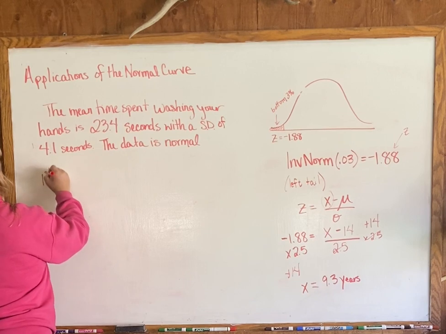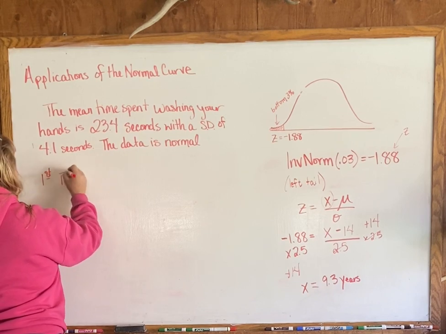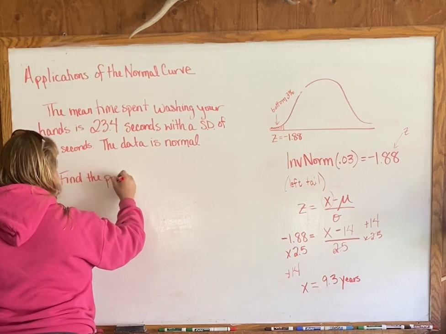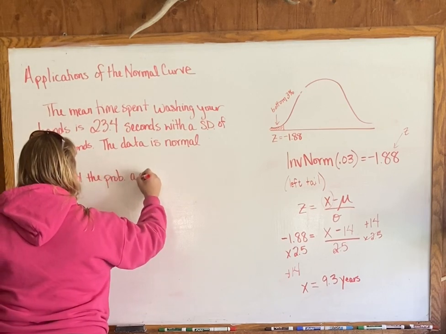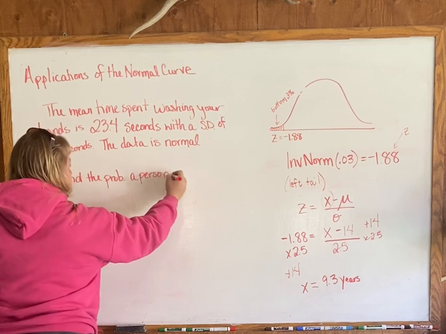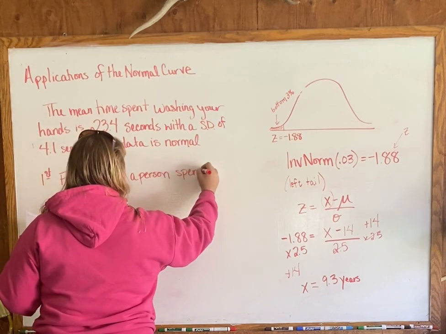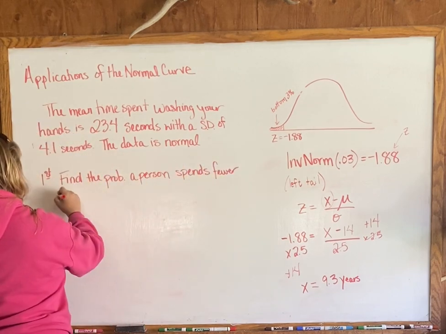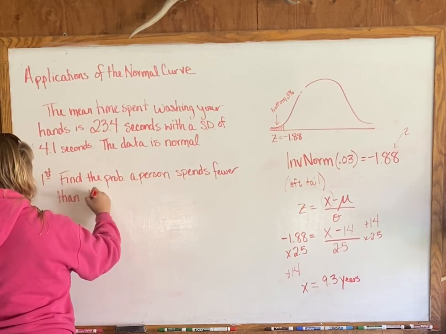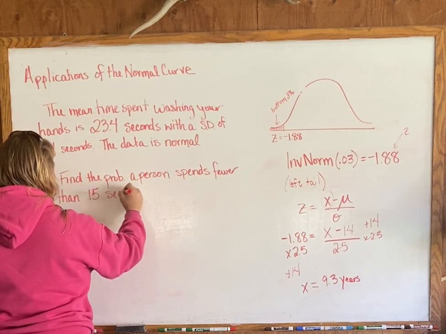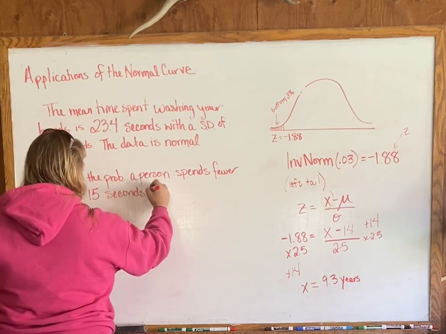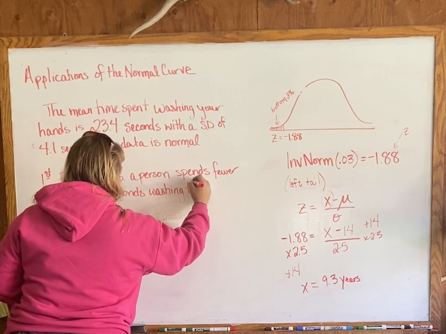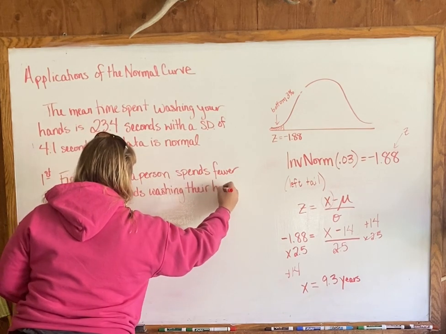First thing I'm going to ask you to do is to find the probability a person spends fewer than 15 seconds washing their hands.